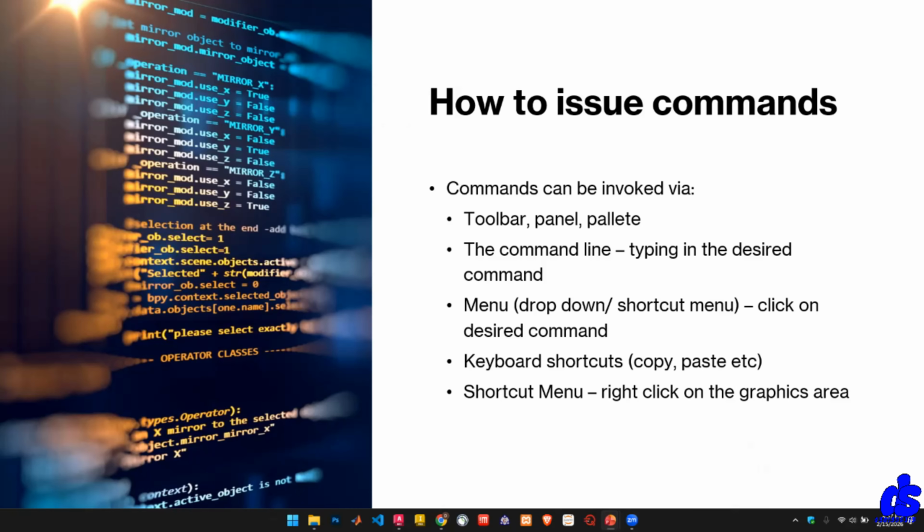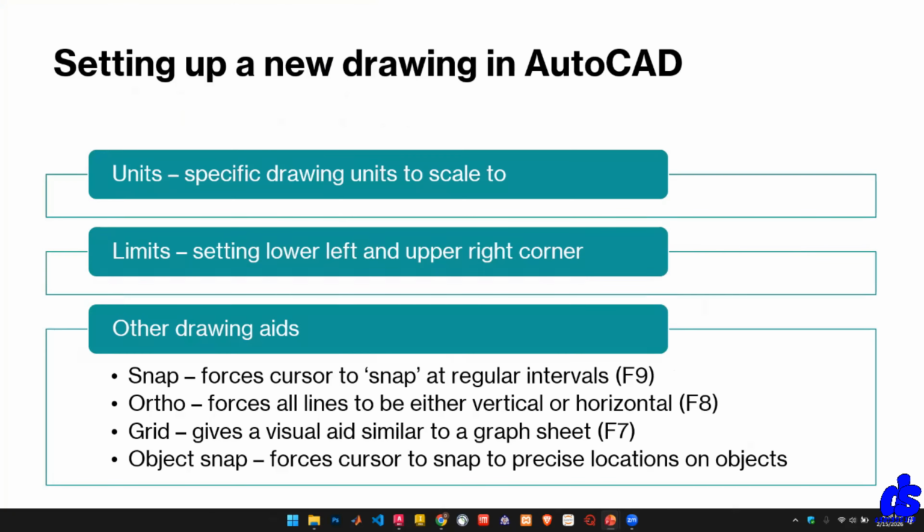There's also an option where you can use the menu where you click on the desired option or keyboard shortcuts, or the shortcut menu where you click on the graphics area and a menu pops up for you to select whatever you want to. So in setting up a new drawing, one thing is to specify the unit. The unit is very important. The unit can be specified by simply typing units in the command line and selecting the unit you want.